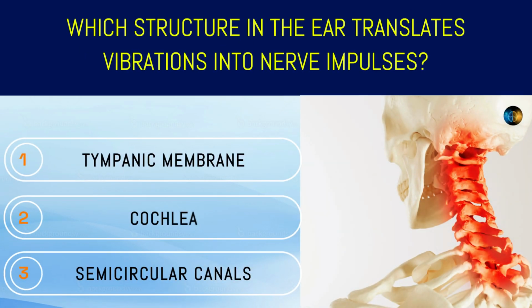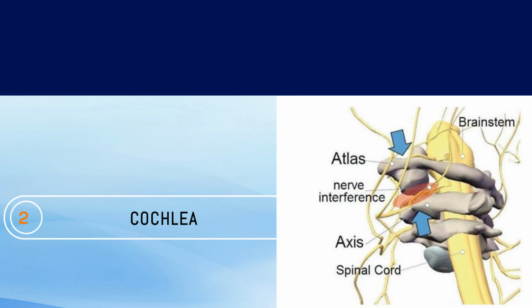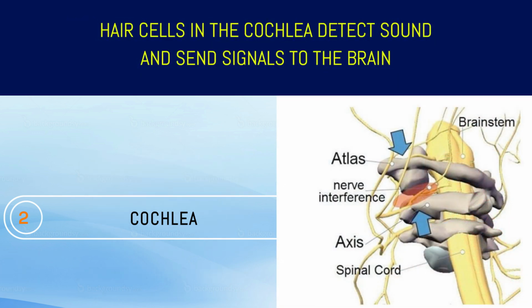Which structure in the ear translates vibrations into nerve impulses? Tympanic membrane, cochlea, or semicircular canals? Cochlea. Hair cells in the cochlea detect sound and send signals to the brain.